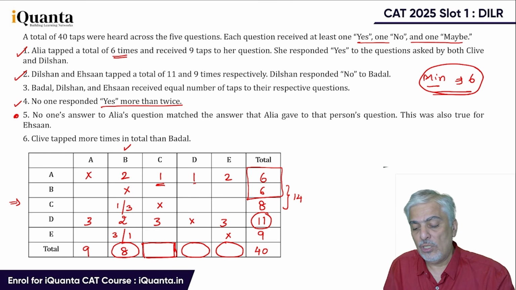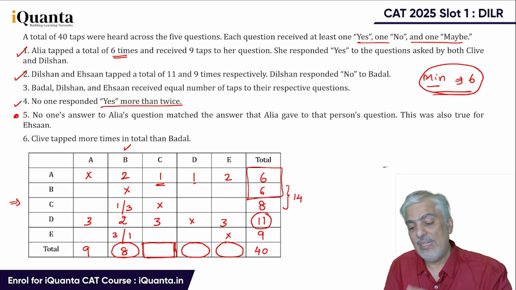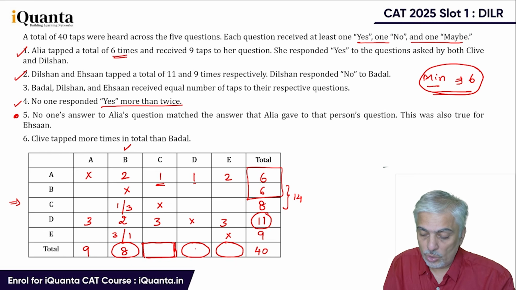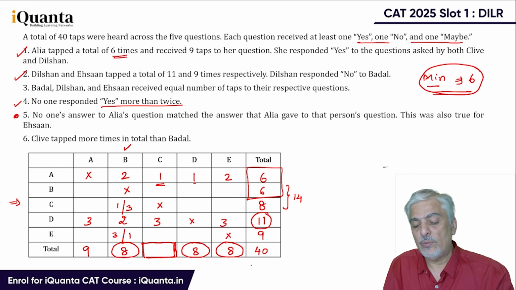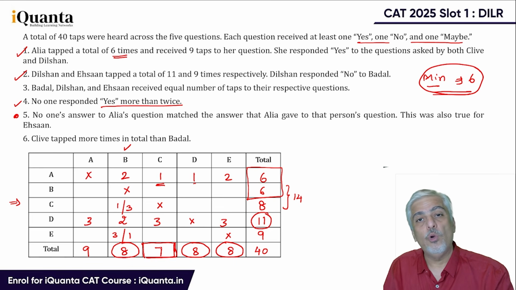I did this for Badal because out of Badal, B, D and E, only B had 2 values given and luckily both of them were equal values, 2 and 2. Here E also had 2 values, but I didn't know which were the other 2 values. So I've got total as 8. So the total over here also becomes 8 and the total over here also becomes 8. 8 3s are 24, 24 plus 9, 33. That means this is 7. We got one more question's answer. What is Clive's total number of taps he received for his question? That is 7. So 2 questions done.